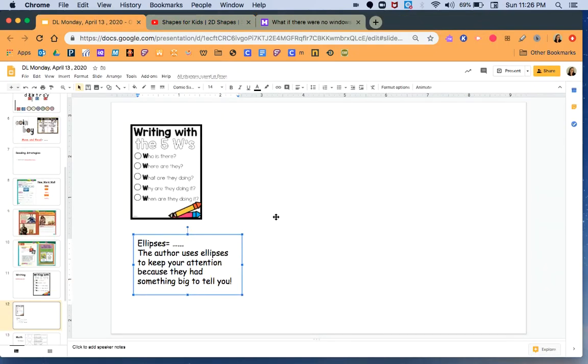So the author used a lot of ellipses, if you notice when she said when... or Jakey said, could it be... And so sometimes authors use that to kind of tell you something big that's going to happen.